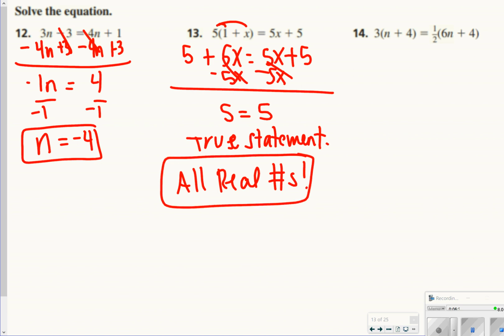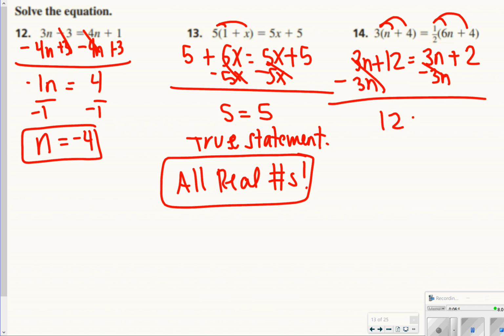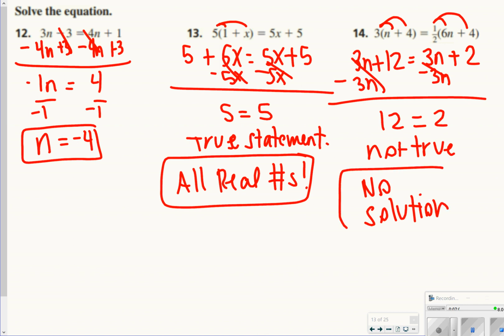Okay, for number 14, I'm going to distribute the 3 over here on the left side, so 3n plus 12. And over here on the right, I'm going to distribute the 1/2, so 3n plus 2. And again, you should notice something here, but if you didn't, if you subtract 3n from both sides, you get 12 is equal to 2. This is not true, so we're going to say no solution for number 14.